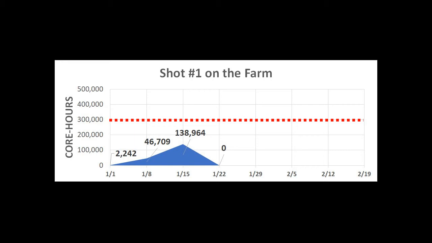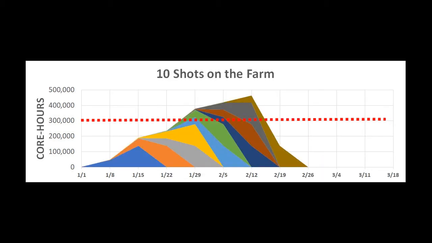And with 300,000 core hours per week available to you at this farm, you've got more than enough capacity and wiggle room to do this one shot. No worries, you're good. But there's more than one shot. Let's assume you've got 10 shots of these, all of these same exact shots, and you've got 10 weeks to do it in.